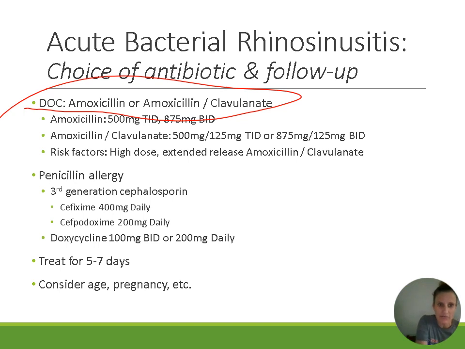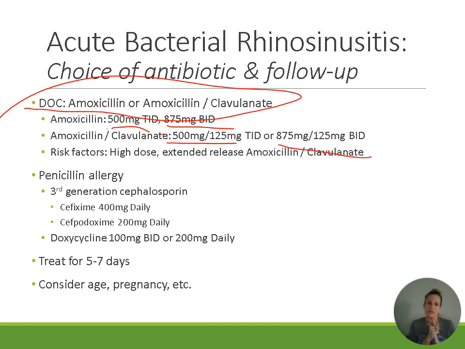Again, we can do amoxicillin 500 milligrams TID or 875 BID. The amoxicillin clavulanate, we can give in either the 500/125 TID or 875/125 BID. Again, high dose augmentin, high dose amoxicillin and clavulanate is for our patients who have risk factors. That high dose is like 2,000 milligrams of amoxicillin, and it is extended release, so we give it twice a day. That is a massive dose of amoxicillin.